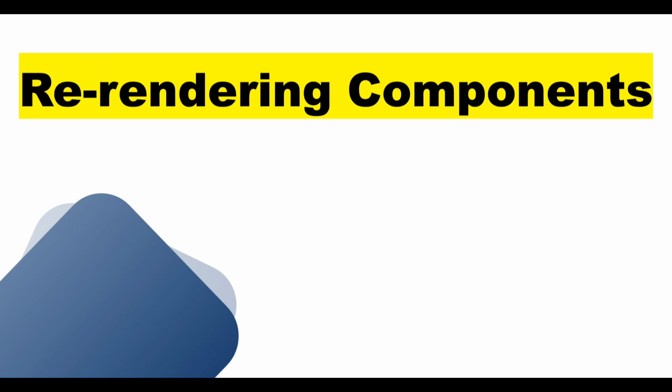Next one is the virtual DOM. The virtual DOM is a lightweight copy of the actual DOM. React uses it to optimize re-rendering. Here is how it works: when a component's state or props change, React updates the virtual DOM first.